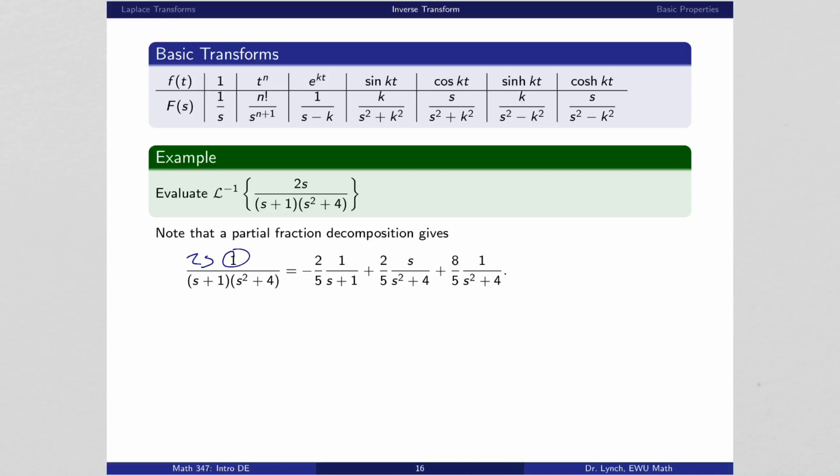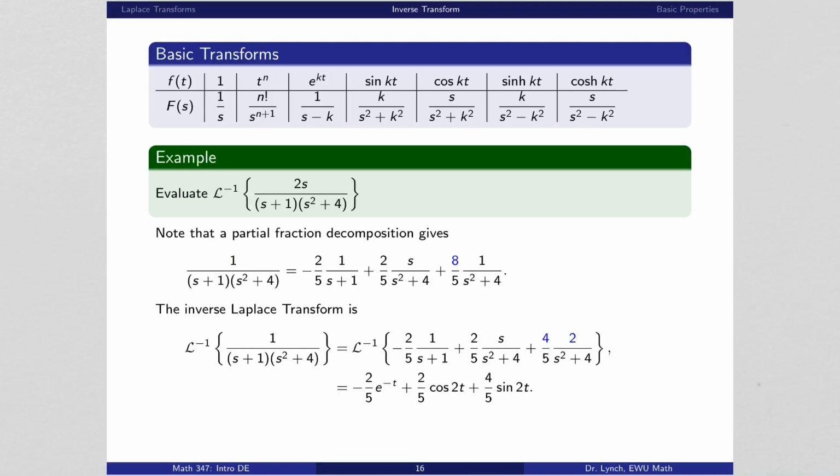In this case, we can recognize the first term as the transform of an exponential. The second term looks like the transform of a cosine, and the third term looks somewhat like the transform of a sine. So that third term requires a little bit of manipulation too. In this case, we'll take our 8 apart and leave a 2 in the numerator with a 4 out front to get us the correct constant k for our sine term. So the inverse transform here ends up being a combination of an exponential, a cosine, and a sine.